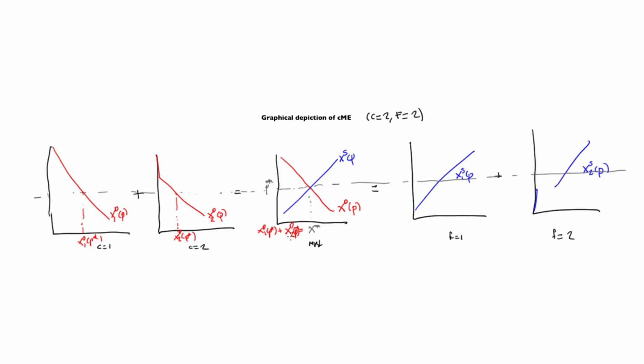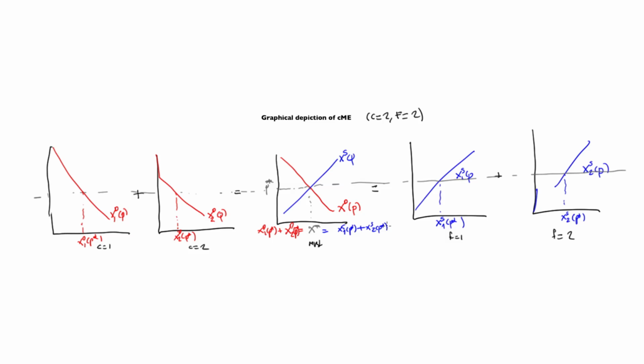And we can do the same thing on the supply side. And we get the amount supplied by firm 1 at P star, the amount supplied by firm 2 at P star, and this is just equal to X supply 1 at P star plus X supply 2 at P star.